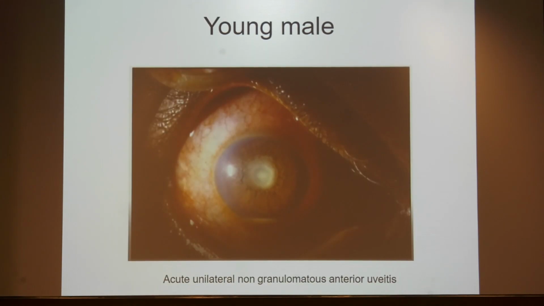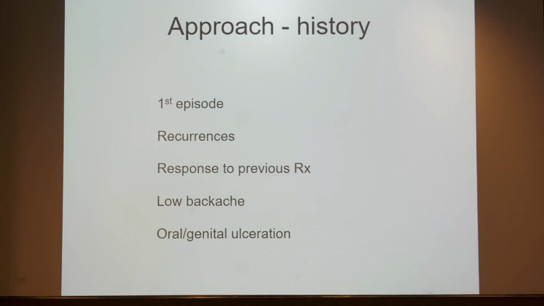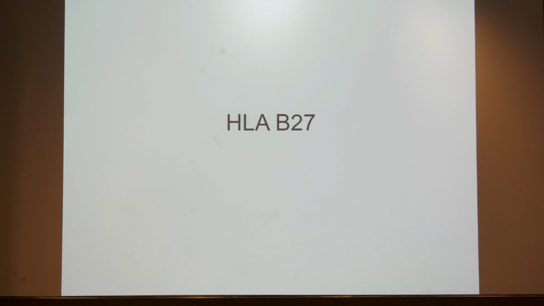So this was a young male with an angry-looking eye, a hypopyon. So we know it's an acute unilateral non-granulomatous anterior uveitis. That is what our working clinical diagnosis would be. So how would we approach this case? I think history would be very important. We would try and figure out whether it's the first episode or the patient has recurrences, and if he has had recurrences, what has been the response to previous treatment? In case of an absence of a history of oral or genital ulceration and a history of low backache, I think to start with, the only investigation which would be required is an HLA-B27.